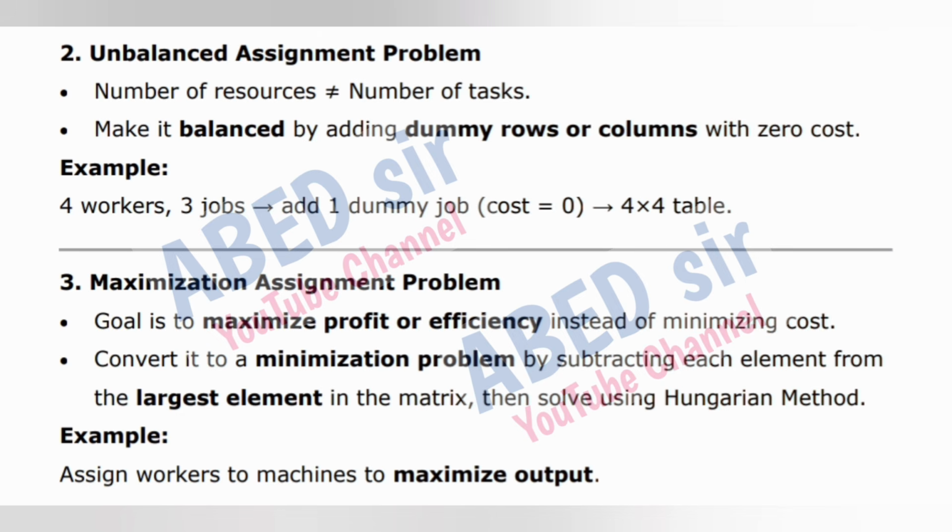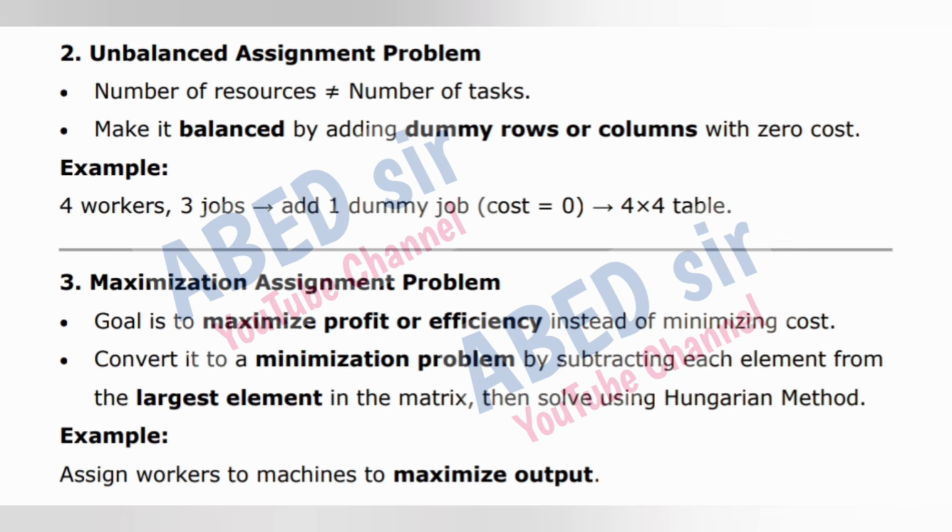2. Unbalanced assignment problem. Number of resources is not equal to number of tasks. Make it balanced by adding dummy rows or columns with zero cost. Example. 4 workers, 3 jobs, add 1 dummy job. Cost is equal to 0, 4 times 4 table.